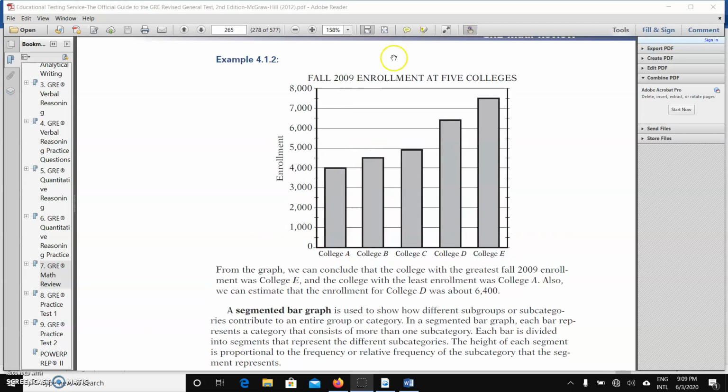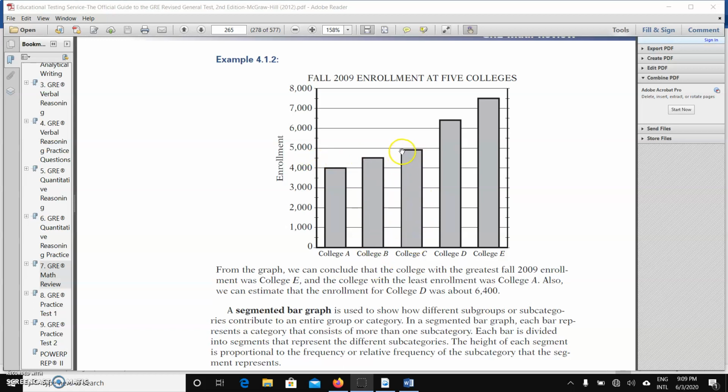Now, what's the meaning of this data? If you look at college A, these are the number of enrollment, right? So it is obvious that based on this graph or this chart, we have 4,000 people enrolled in college A in 2009. Then college B, if you look at it, it's in the middle of 4,000 and 5,000, so it's going to be like 4,500. So 4,500 enrolled in college B.